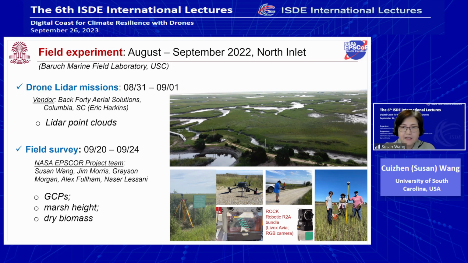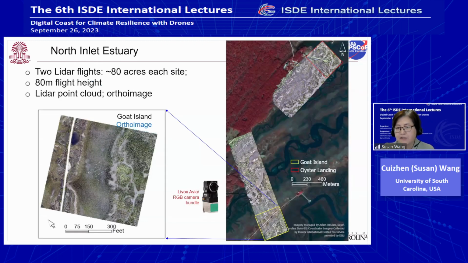Here's the North Inlet site. Our missions include 2 long strips of flights. Each flight is about 80 acres, and the flight was made about 80 meters high, so 240 feet above ground.